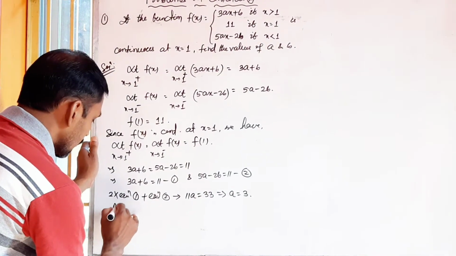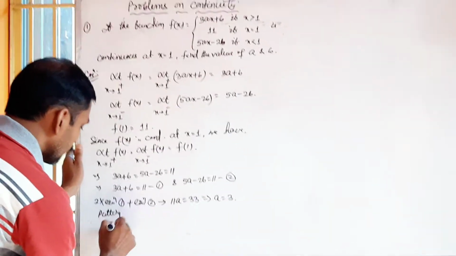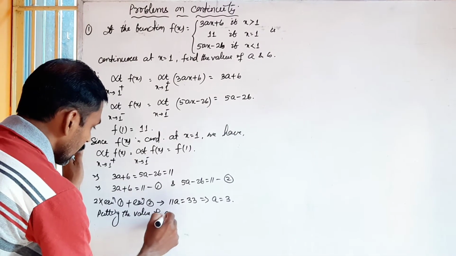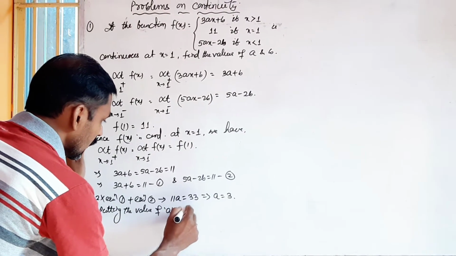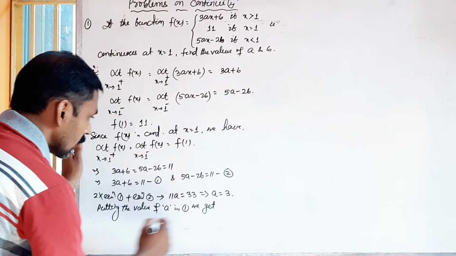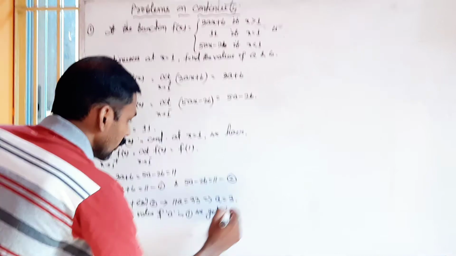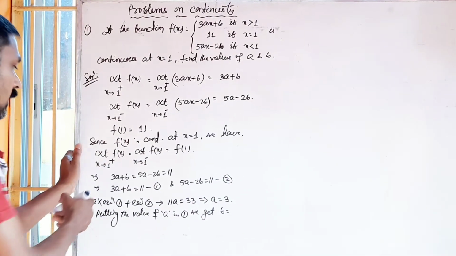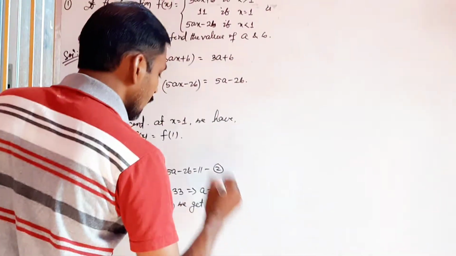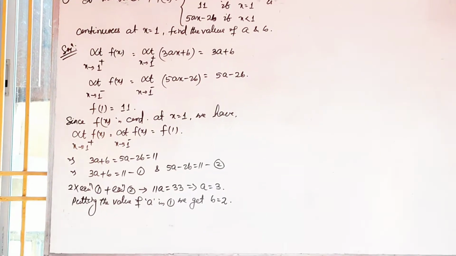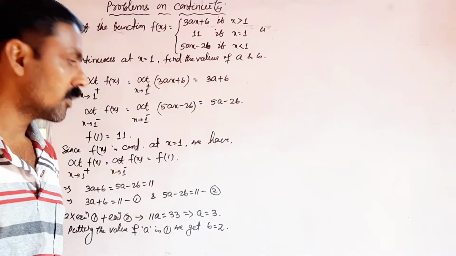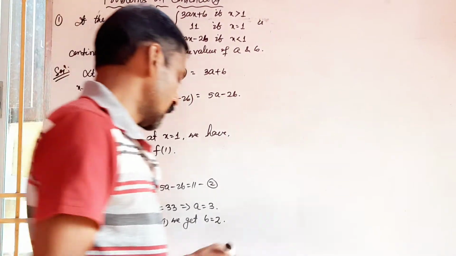Then putting the value of a in equation 1, we get b equal to 11 minus 3a. a is 3, so 3 3s are 9. So b equal to 11 minus 9 equal to 2. So these are the values of a and b if this function will be continuous. Okay.